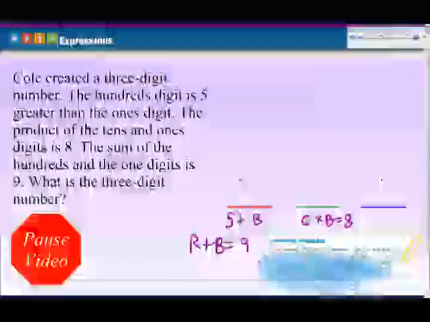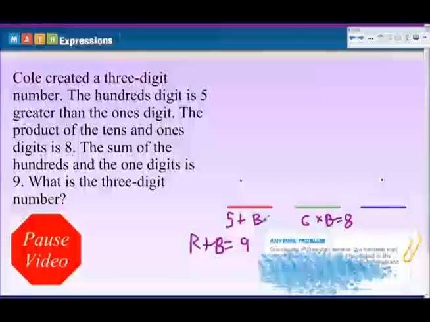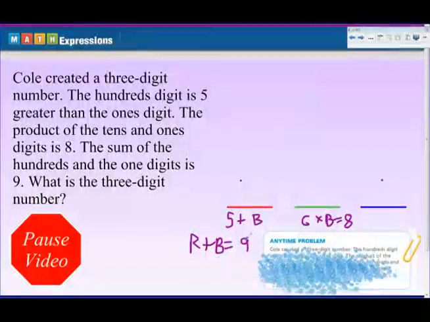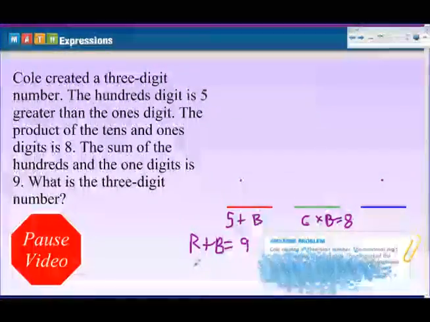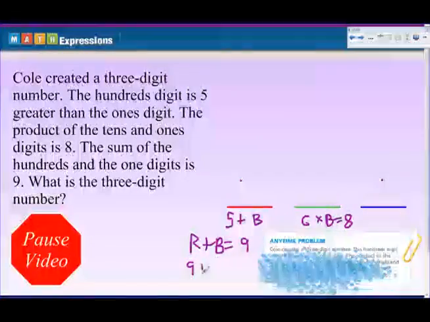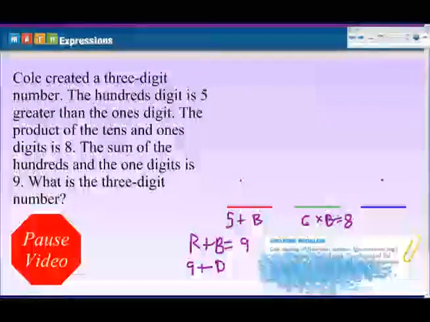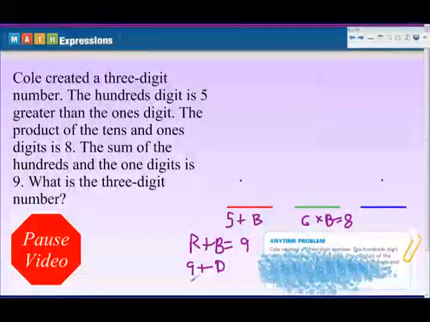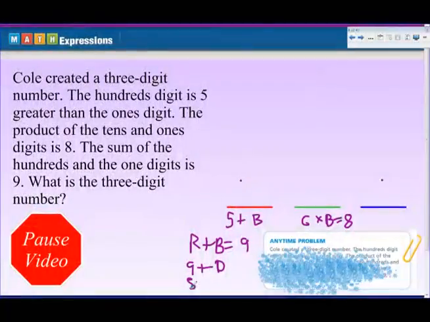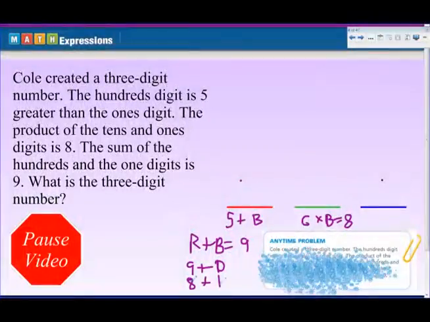If we know that the hundreds digit is 5 plus B, let's get some numbers here. What plus B equals 9, and it has to be 5 greater than the blue one? We could go with 9 plus 1. Nope, that doesn't work. 9 plus 0, there we go. Could that work? Let's put 0 back in here. 5 plus 0, and green times 0 equals 8. That doesn't work. Let's try 8 plus 1.